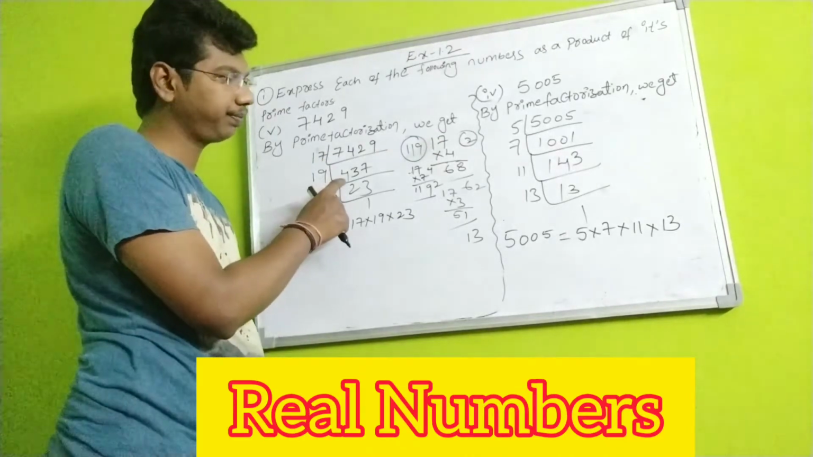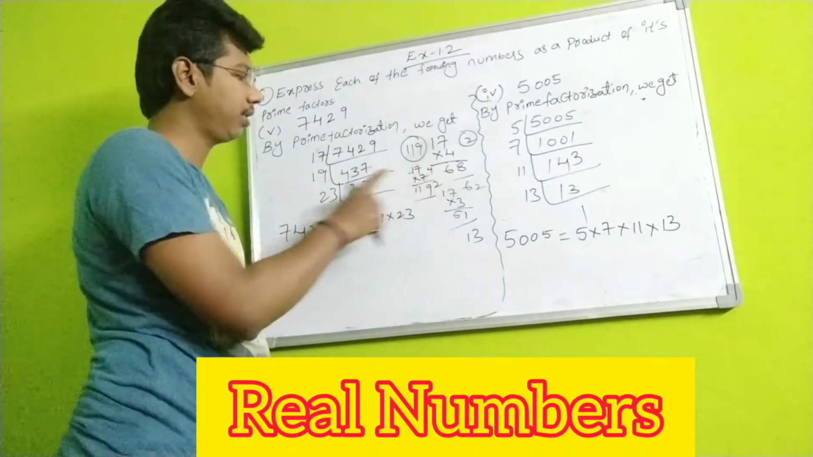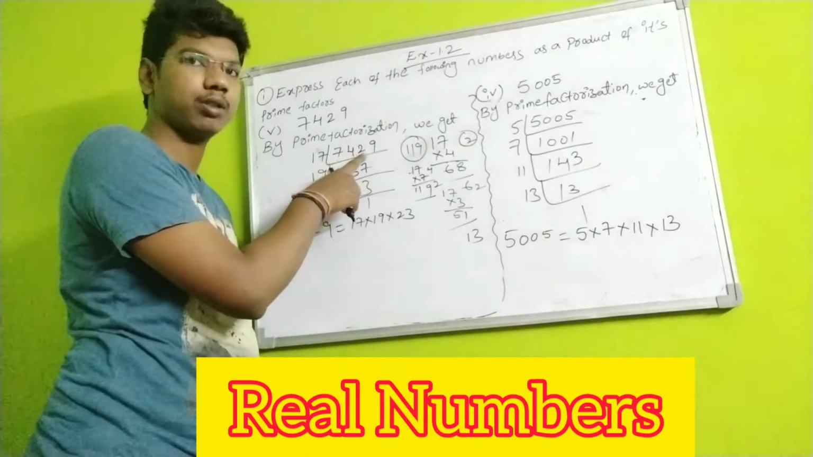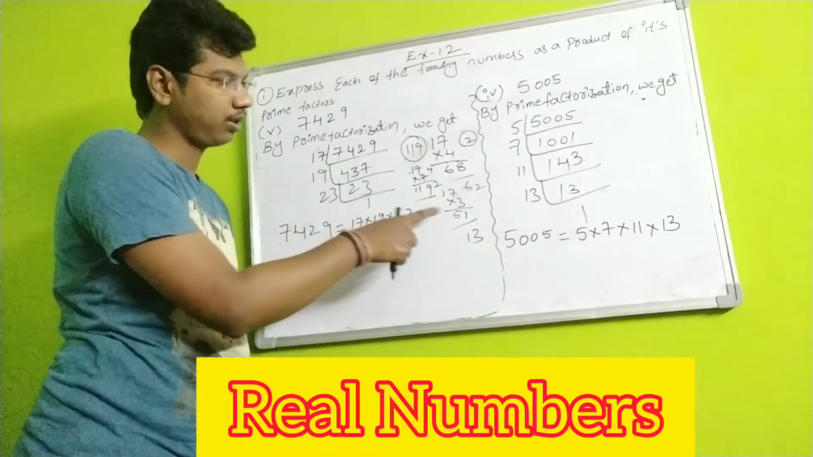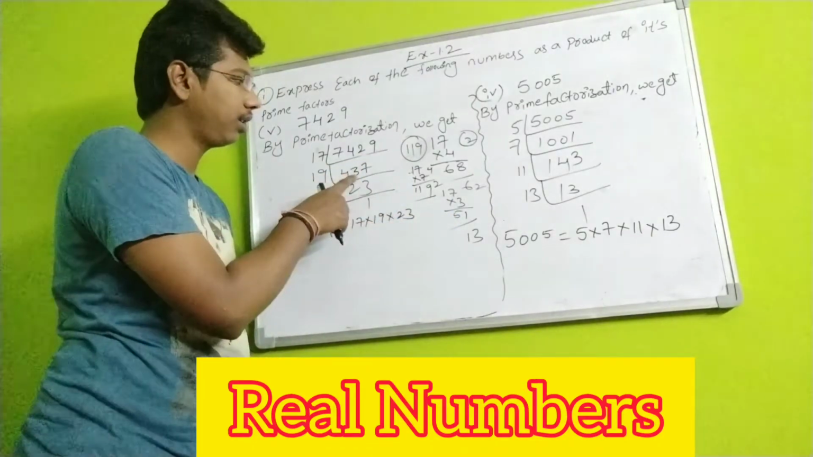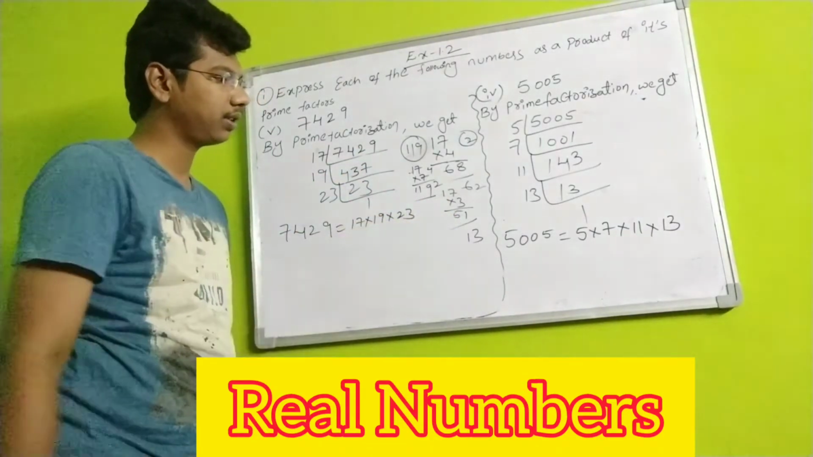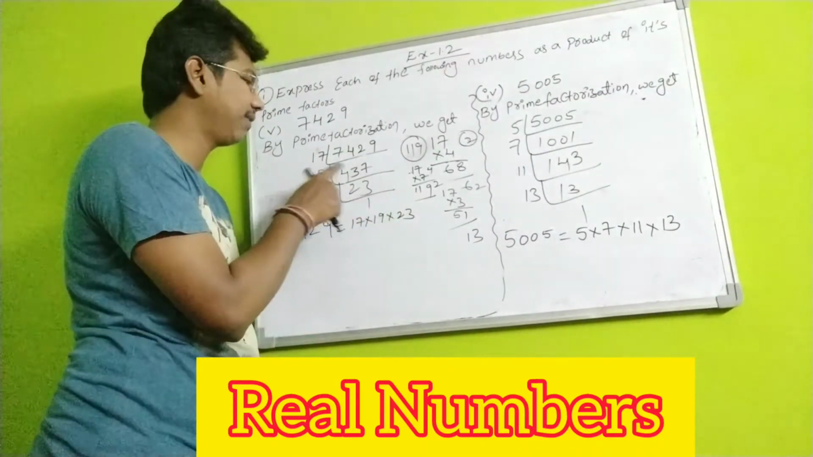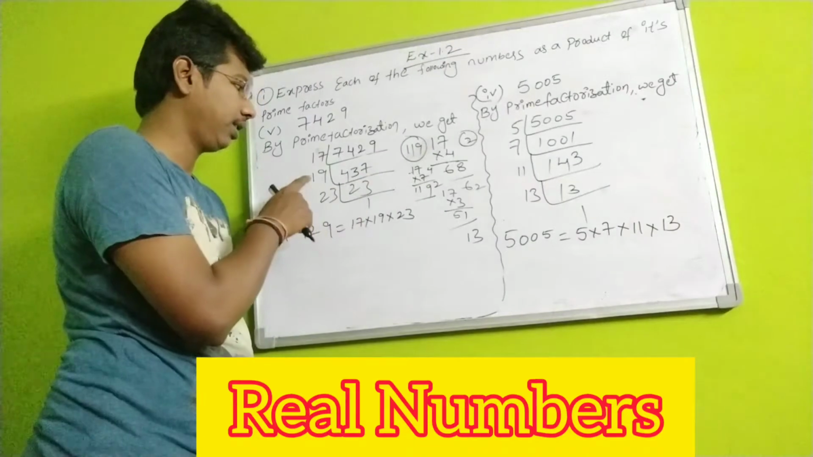17 fours are 68, students. Right, 68 here, 6 carry. Now this 2 becomes 62. Now 17 threes are 51. Now 62 minus 51 is 11. Here 9 becomes now 119. 17 sevens are 119.